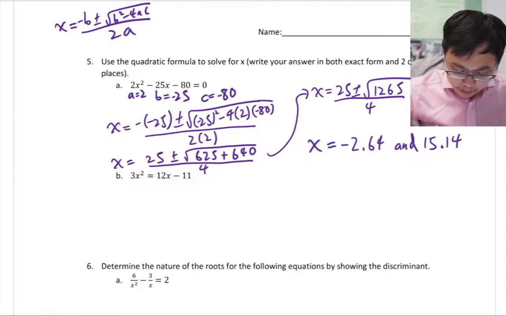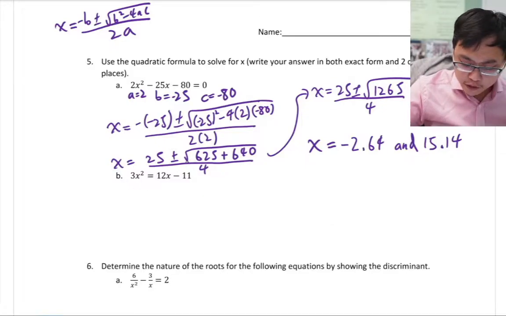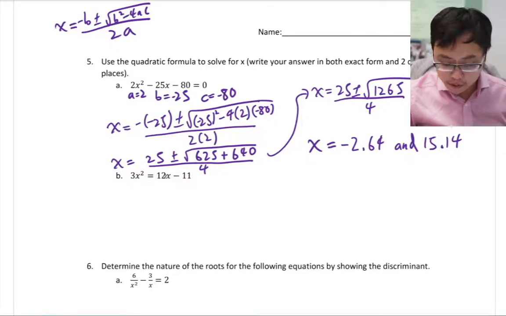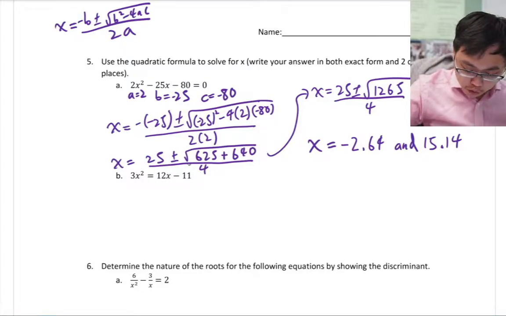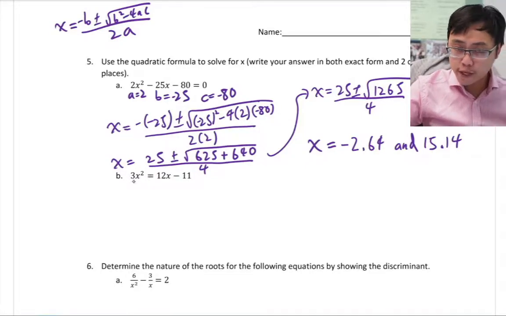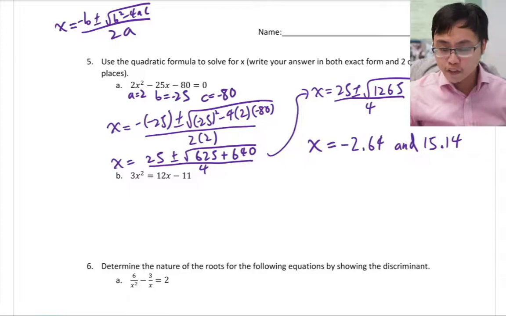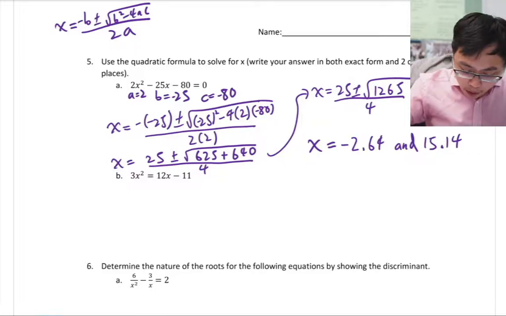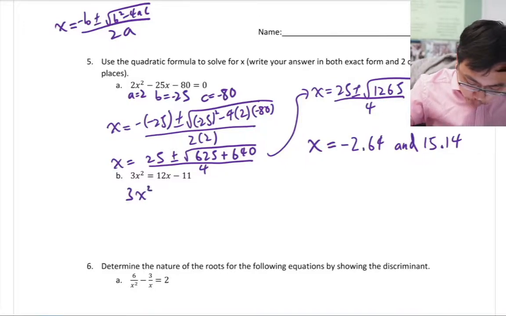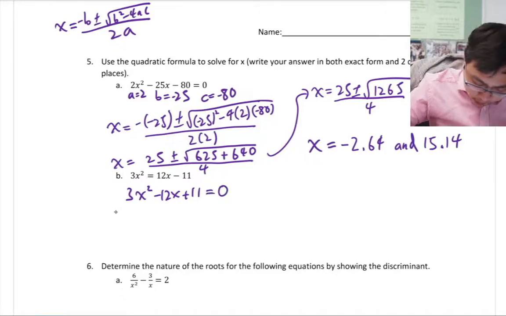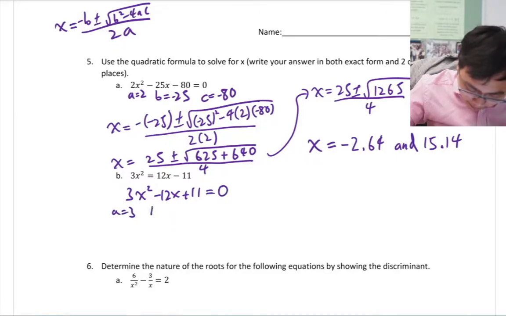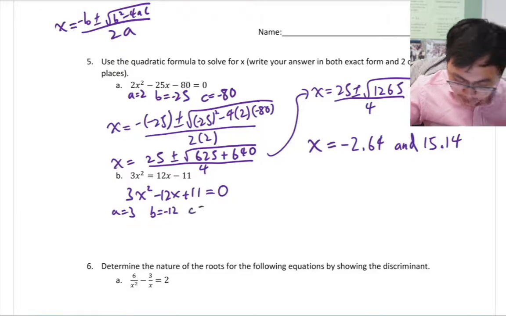Next one, b. First of all, this is not in the form of ax squared plus bx plus c, and so we need to put it in terms of 0 equals. You can choose to move 12x minus 11 over to the other side, or you can move 3x squared over to the other side. They're both the same; in the end, you'll get the same answer. But I'll just keep 3x squared on the left side, and I'm going to move these terms over. So that's minus 12x, and then that's plus 11 equals 0. So my a is equal to 3, b is equal to minus 12, and c is equal to 11.